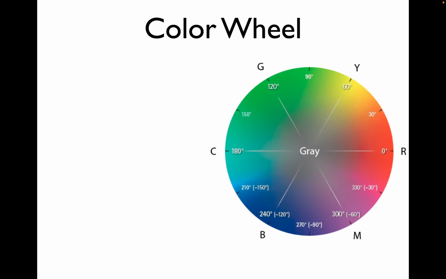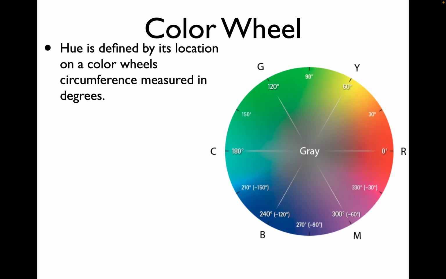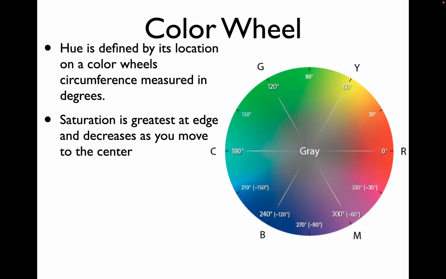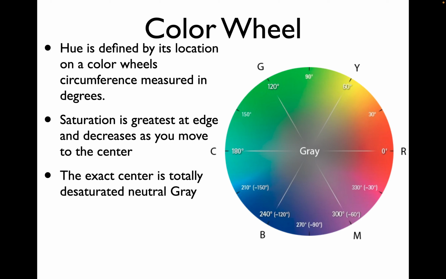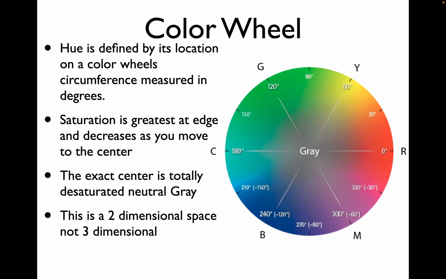Okay. So in the color wheel system that we're working with now, hue is defined by its location on the wheel. Here again, you can see 0 degrees for red, 120 for green, 240 for blue. Saturation is at the edges, or its greatest saturation is out here at the very edges. As we start to move in the middle, we're moving towards desaturated color. So the exact center is totally desaturated neutral gray. This is a 2-dimensional space, not a 3-dimensional one.